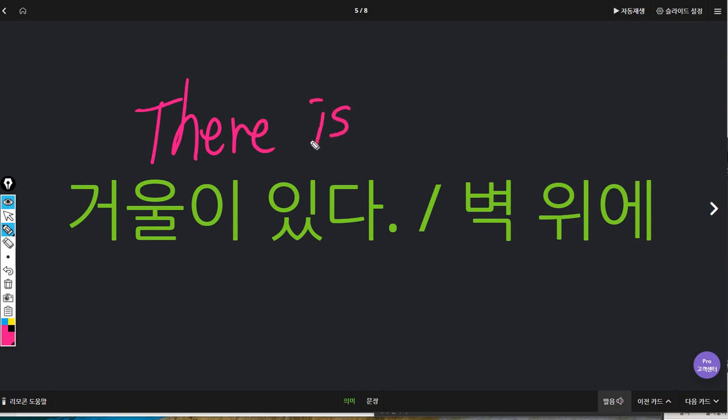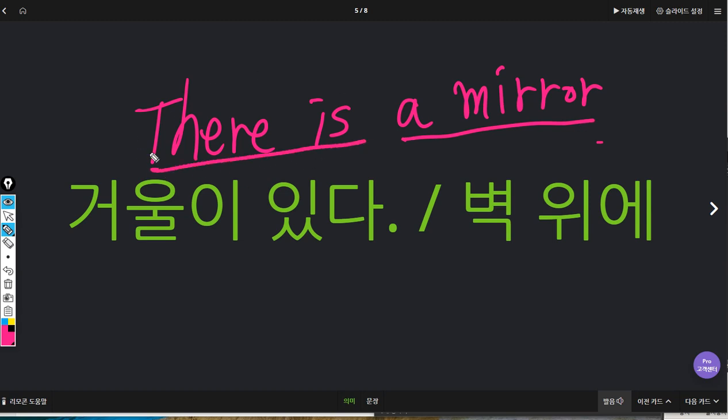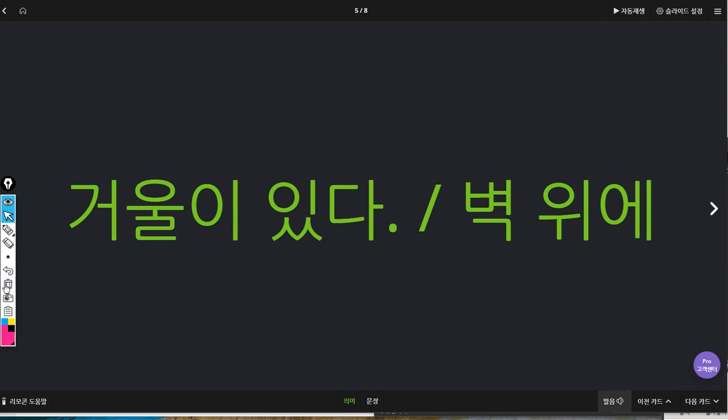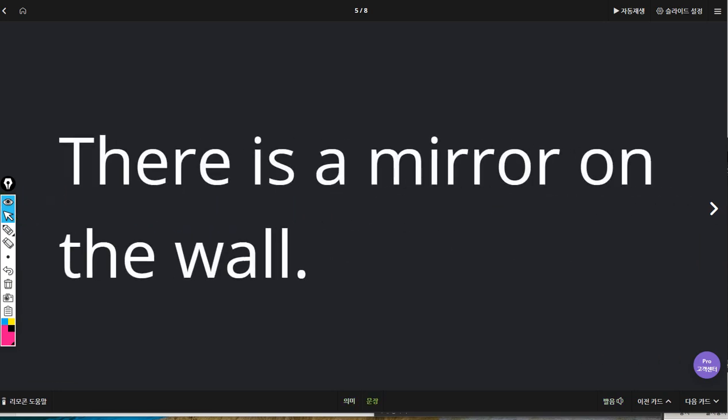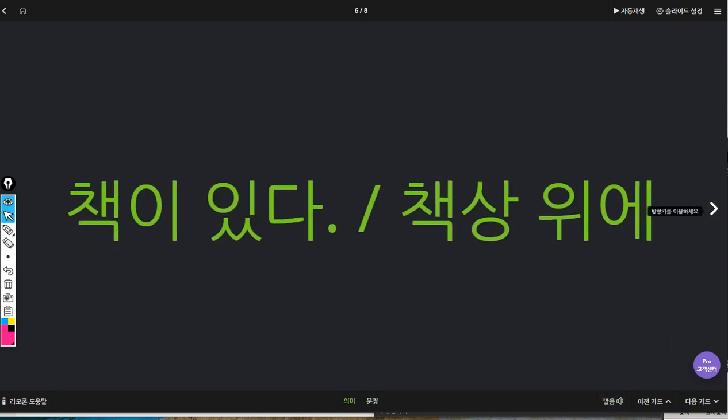자, 지난 시간에도 계속 얘기했어요. There is가 무슨 뜻이다? 뭐뭐가 있다라는 뜻이라고 했어. There is a mirror, 하나의 거울이 있다. 그 다음에 벽 위에, on the wall. There is a mirror on the wall. There is로 뭐뭐 한 개가 있다라는 얘기를 할 때 쓴다라고 설명을 했었죠. 그래서 벽에는 거울이 하나 있습니다.